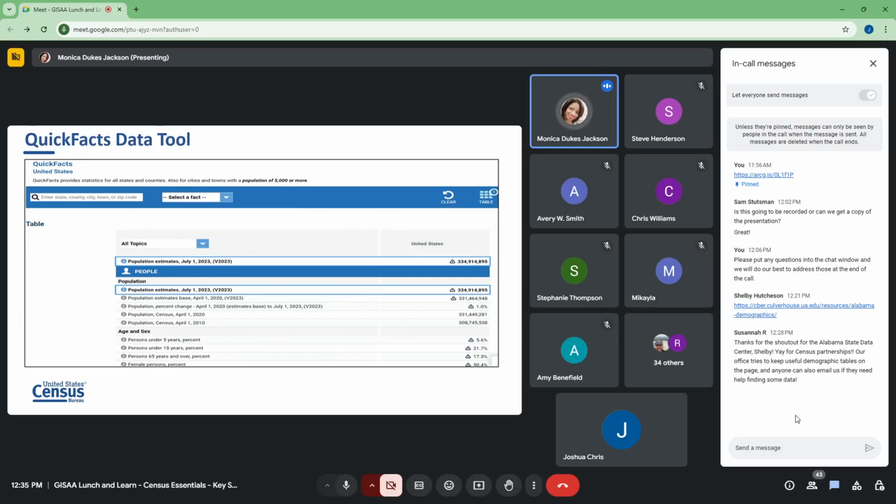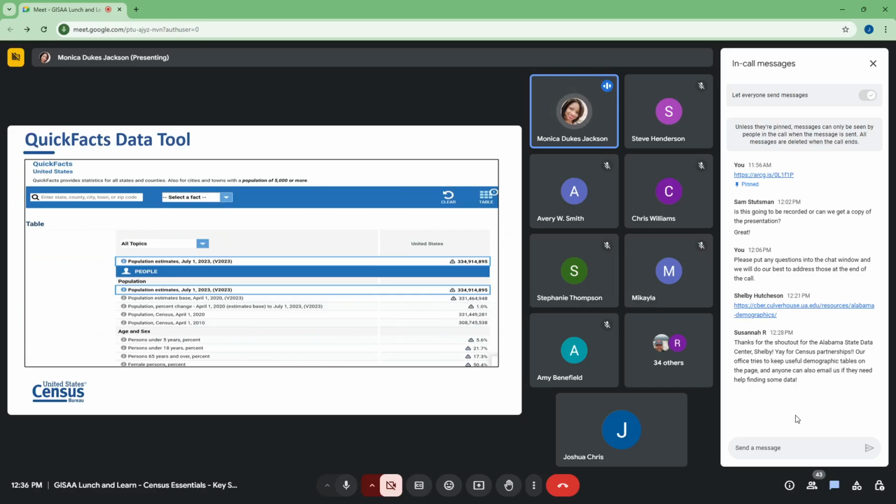Quickly, our QuickFacts data tool, which I'll go in and demonstrate, provides basic population, business, and geography statistics for all states and counties, and for cities and towns with more than 5,000 people. It's an easy to use application that provides tables and charts of frequently requested statistics for many Census Bureau censuses, surveys, and programs. Profiles are available for the nation, all 50 states, plus the District of Columbia, and you can add up to 6 different geographies in this tool to compare.